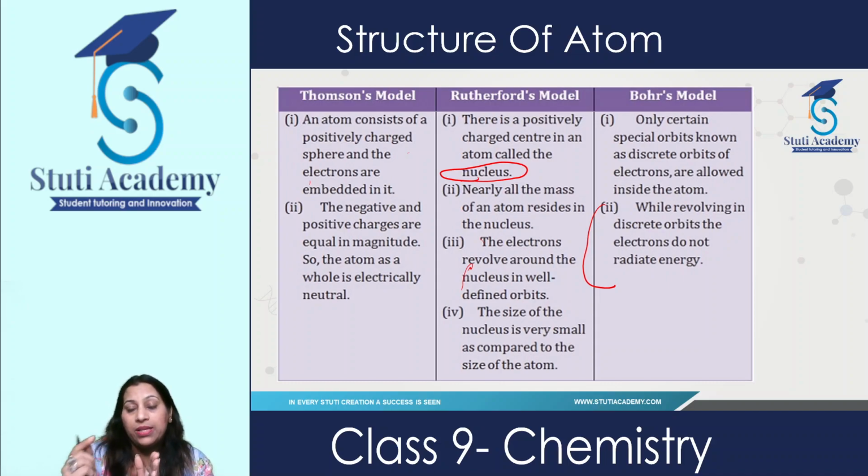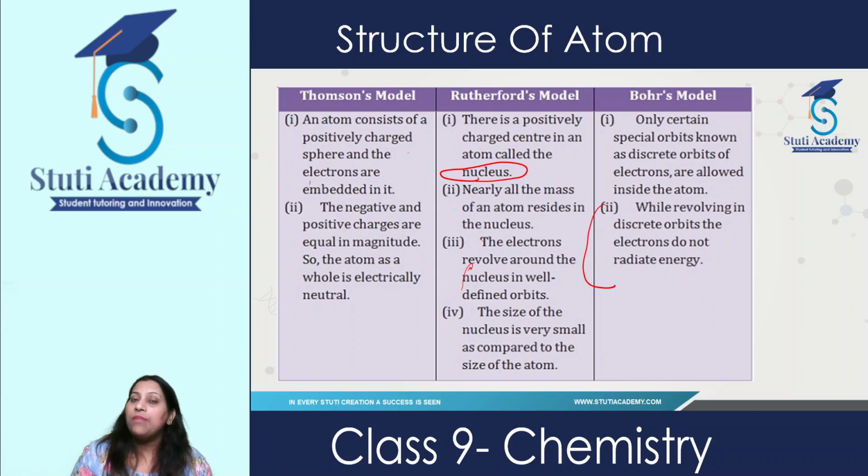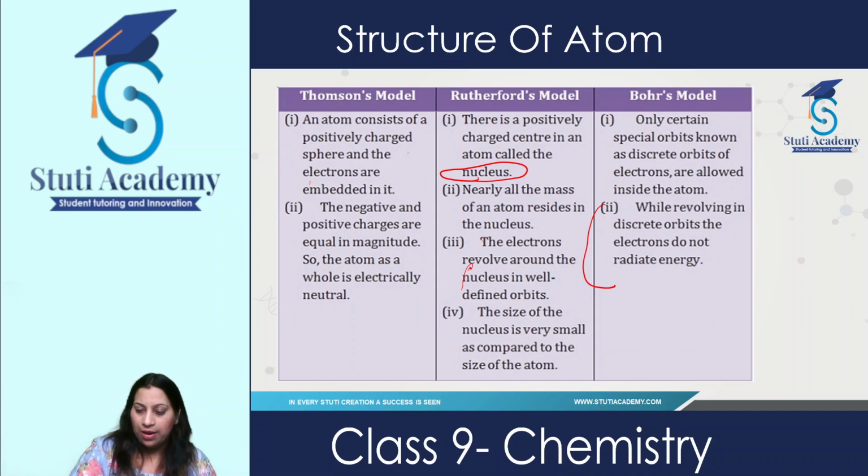And he said when these electrons are revolving, they will not radiate any kind of energy, because if they radiate energy, they go inside the nucleus. So they are not radiating any energy when they are revolving in a particular orbit. Although atoms become unstable when they move from one energy shell to another energy shell.